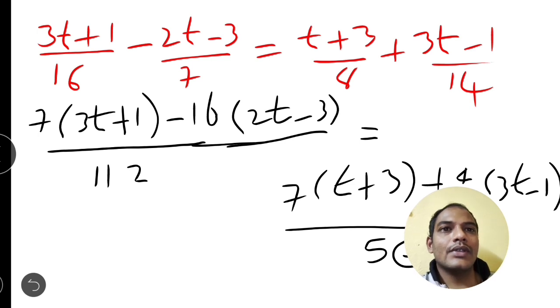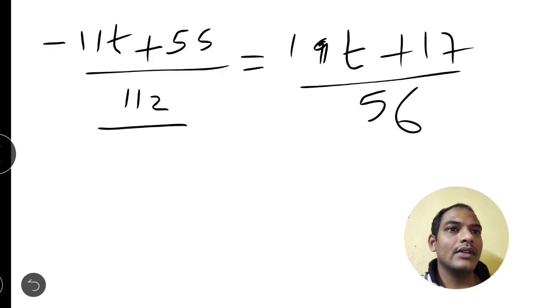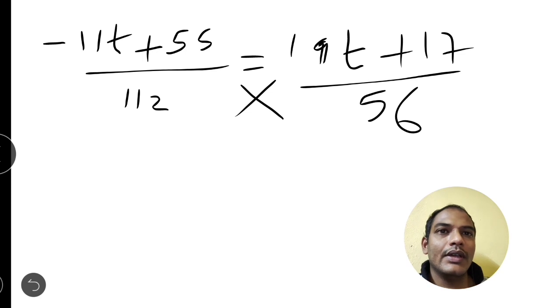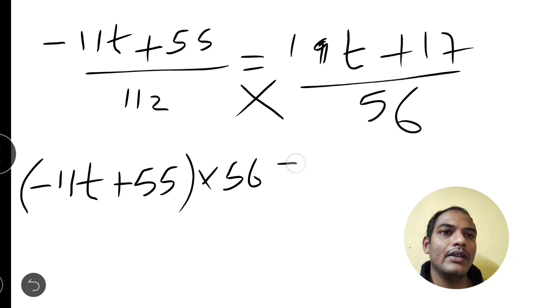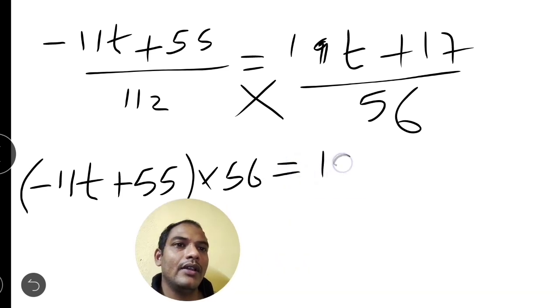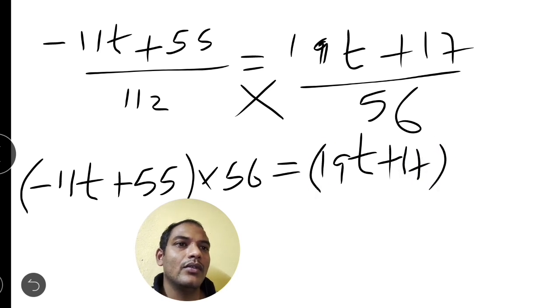See children, in the given question, the left side had 2 fractions and the right side had 2 fractions, but after simplification, the left side has 1 fraction and the right side has 1 fraction. Okay, so now let's do the cross multiplication. So here (minus 11t plus 55) into 56 equals (19t plus 17) into 112.